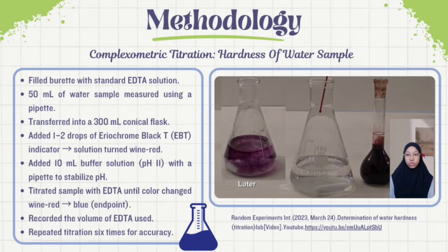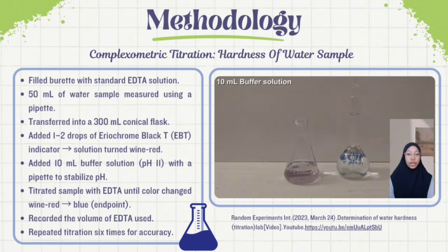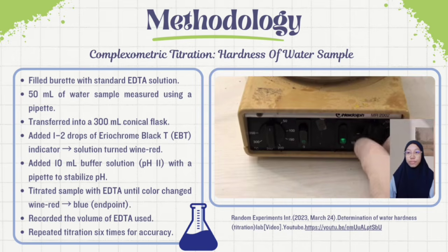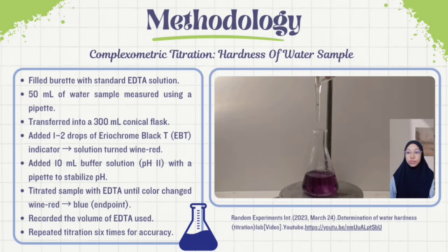Upon mixing, the solution will immediately turn a distinct wine red or purple color, indicating the presence of the metal ion. Add exactly 10 ml of the pH 11 buffer solution into the flask to establish and lock in the required alkaline environment for the reaction. And the next step is to place the flask onto the magnetic stirrer and turn on the motor to get a steady, smooth vortex going.